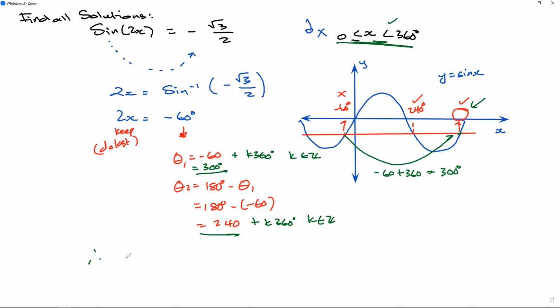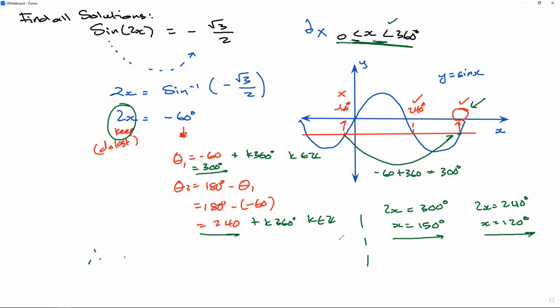So therefore, we have now two parts to this. We would say 2x equals 300 degrees, going back to that 2x which has not left. And 2x equals 240 degrees. And we divide both sides by 2. So we get 150 degrees for x here. We get 120 degrees over here. And those are the x values that we would put in there to get that solution.